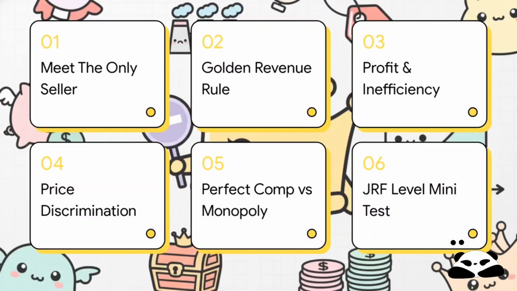Here is our super quick roadmap for today. Number 1, meet the only seller. 2, the golden revenue rule. 3, profit maximization and inefficiency. 4, understanding price discrimination. 5, perfect competition versus monopoly. And finally, number 6, we'll wrap up with a JRF level mini test.